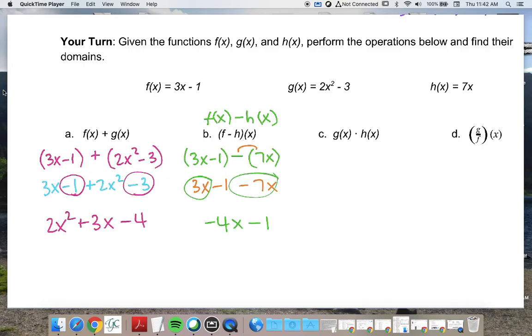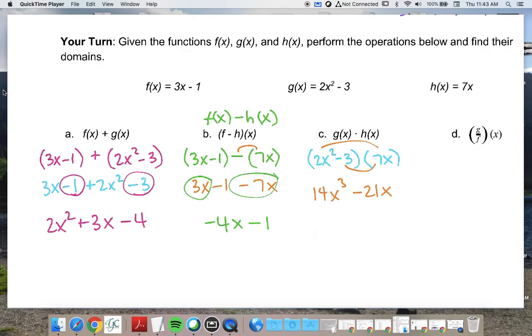Okay, then part C, we have g of x times h of x. So g of x being 2x squared minus 3, h of x being 7x. And remember with multiplication, this means we're going to have to FOIL or distribute. So we're going to distribute that 2x squared. So 2 times 7 is 14, x squared times x is x cubed. And then -3 times 7x, -3 times 7 is -21. And then that x will just stay the same since it doesn't have another x to multiply by.